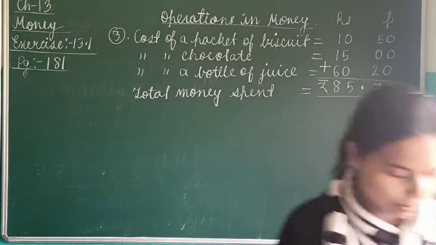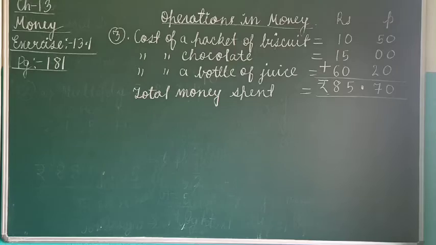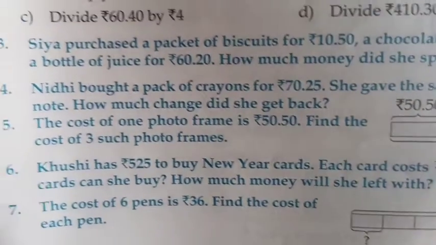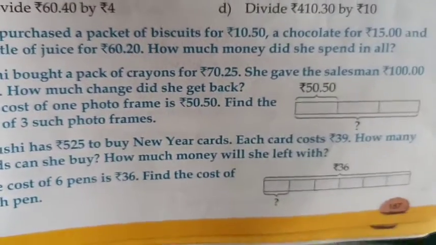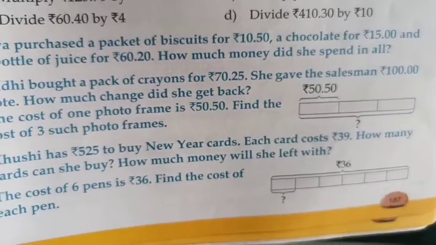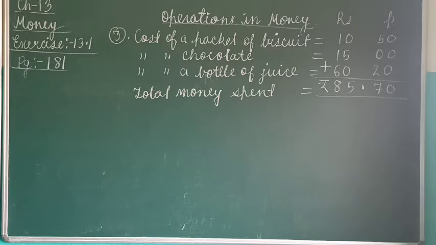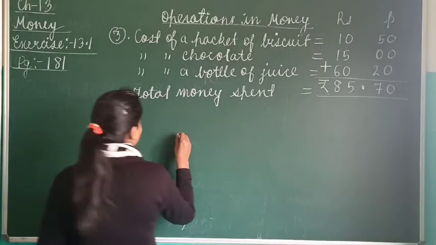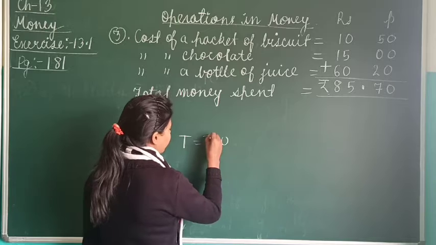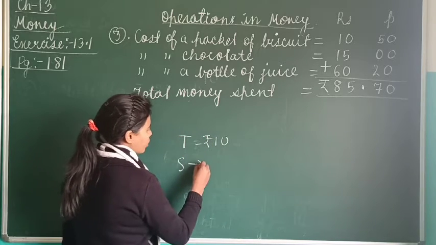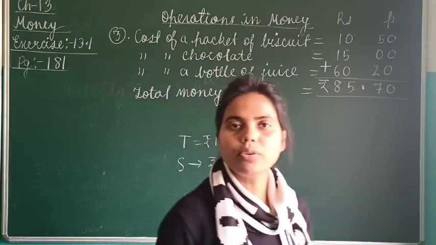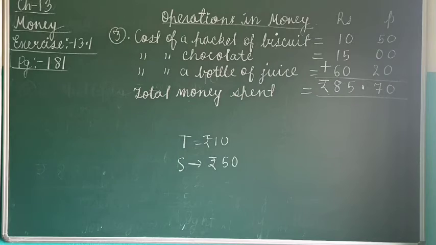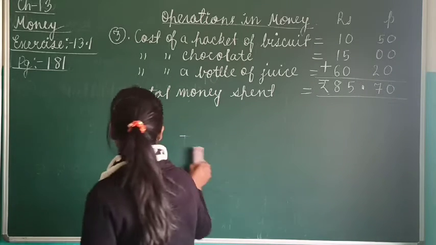Now we will see question number 4. What is in question number 4? Nidhi bought a pack of crayons for rupees 70.25, but she gave the salesman rupees 100. So how much change will she get back? Now suppose this happens with you. You bought a toffee for rupees 10 and you gave the shopkeeper rupees 50. So how much will the shopkeeper give you back? Subtraction we will do here. So the same is the case. Here let us see how much total money Nidhi was having.